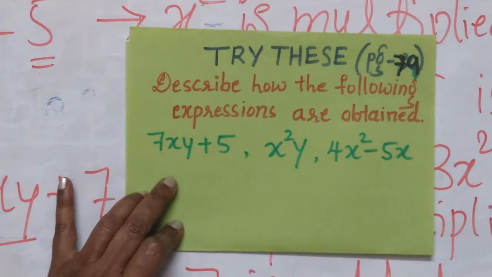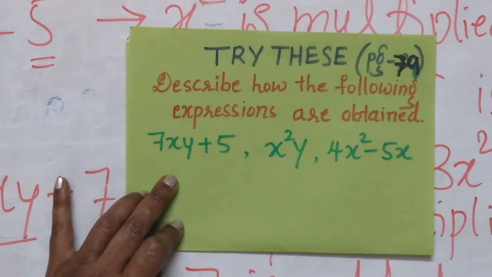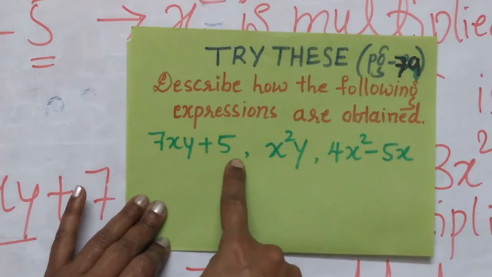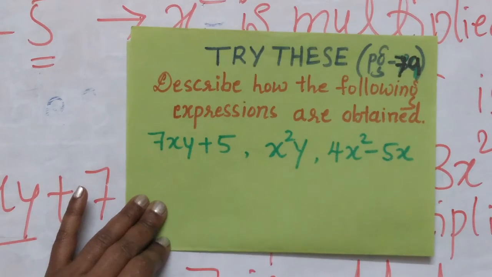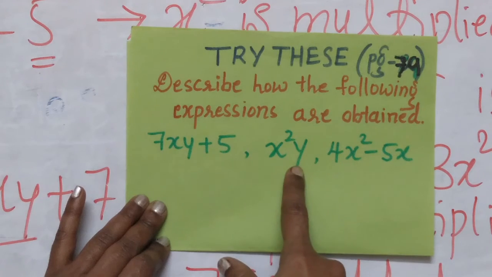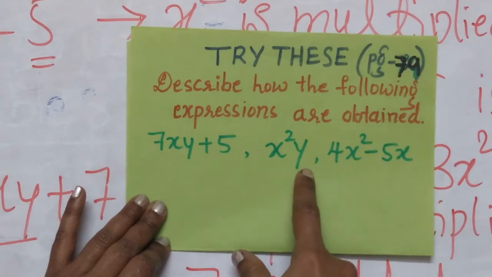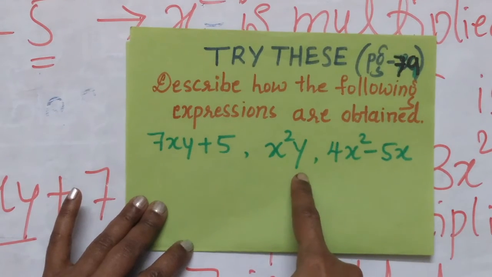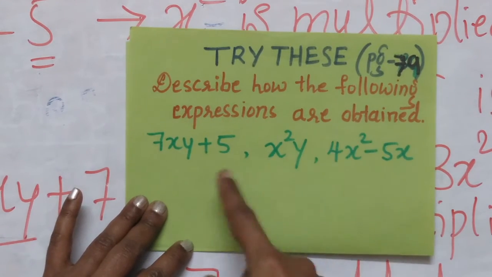The given expressions are 7xy plus 5. How will you describe? xy is multiplied by 7, added to 5, and forms the 7xy plus 5. x square y, there are two variables here. Either I can say x square multiplied by y, or y multiplied by x square. The reverse also I can say.